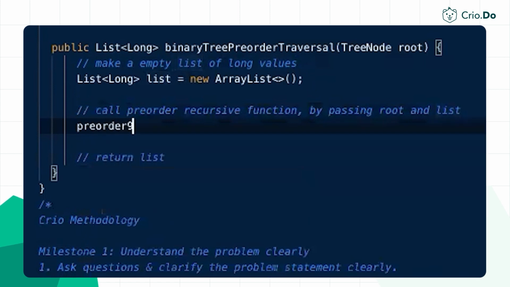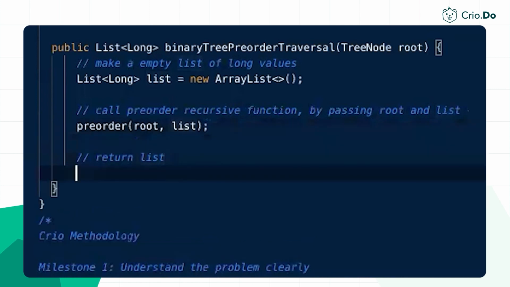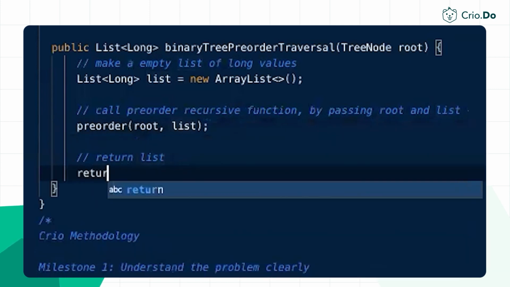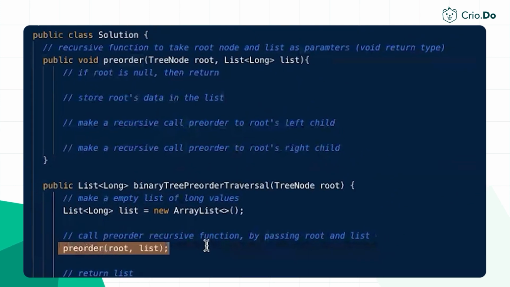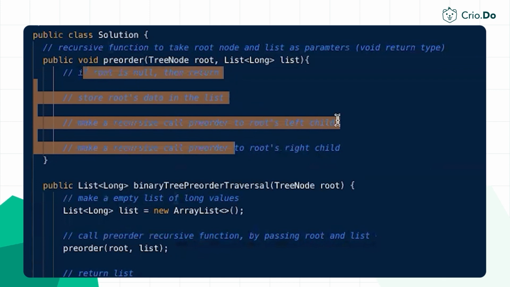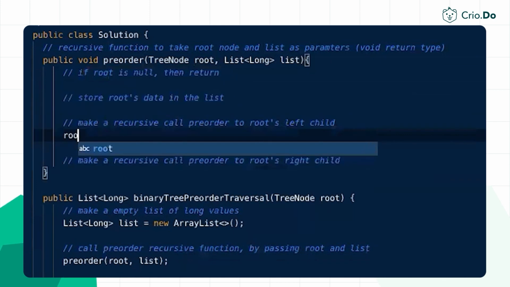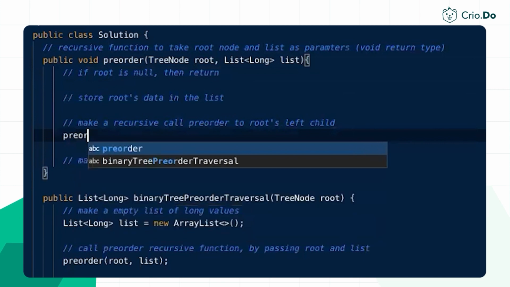So let's call the preorder recursive function where we will pass the root node and the list also. That is the answer, or you can say the preorder traversal. And once it is filled, we will return it by simply saying return list. But the main thing is how we will fill it. We will fill it using recursion. We will be making recursive calls. So the first call will be to the left child, not the right.